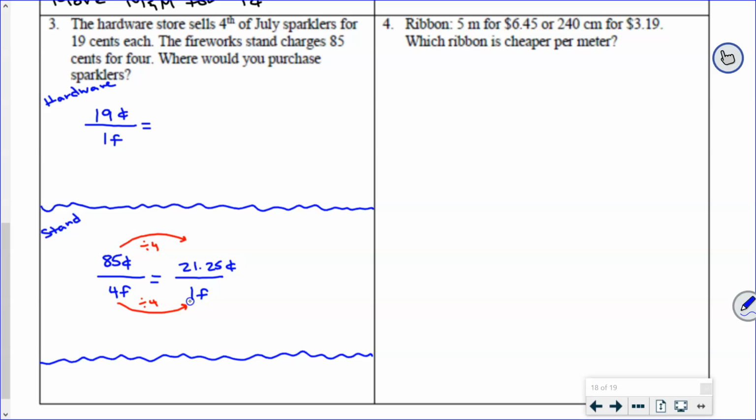All right, so which one is a better deal? We're each looking at 1 sparkler for each one. 19 cents for that 1 sparkler, or 21.25 cents for 1 sparkler. The hardware store is definitely cheaper because 19 cents is less than 21.25 cents. So me personally, I'd rather buy my sparklers, my fireworks, at the hardware store because they are cheaper.